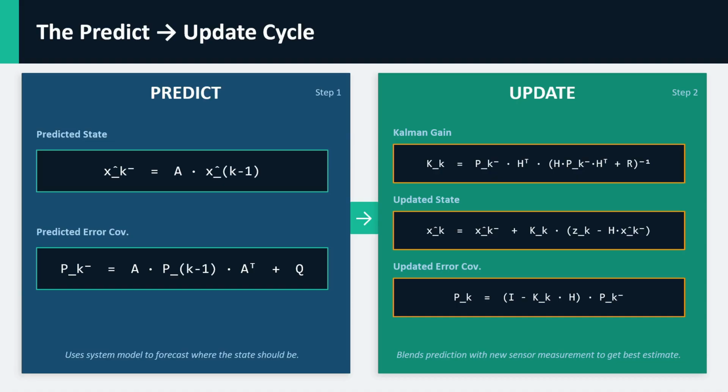We then update P to reflect our new lower uncertainty. And that's it, repeated for every new time step. The filter is self-correcting and never needs to be restarted.